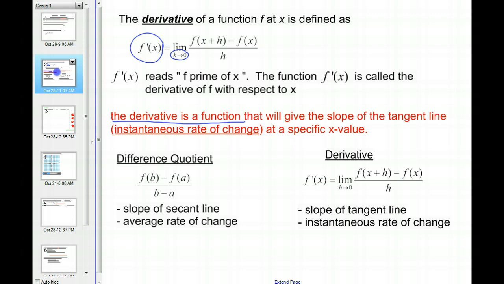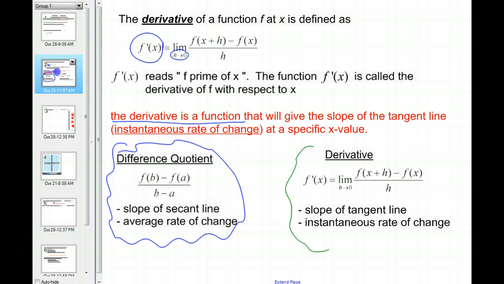So, difference quotient. These things right here in this box are all different phrases that mean the same thing: a difference quotient, slope of the secant line, average rate of change. It's the slope between 2 points. The derivative, this box in green here, these are all different ways to say the same thing. The derivative, f prime of x, is the slope of the tangent line. Or it's an equation that gives us the slope of the tangent line. It's an equation that gives us the instantaneous rate of change. All those things mean the same thing.